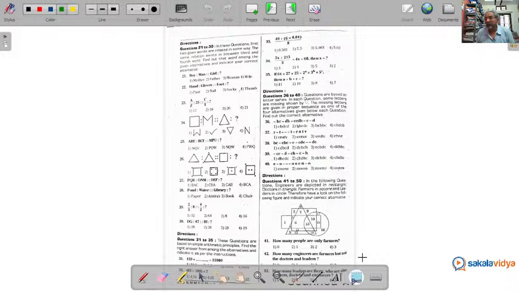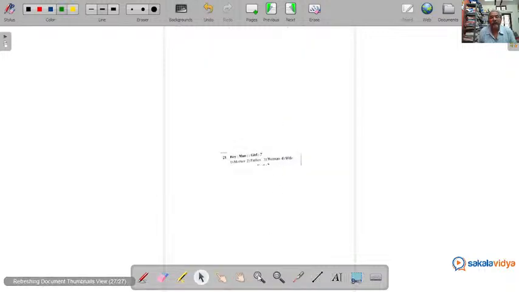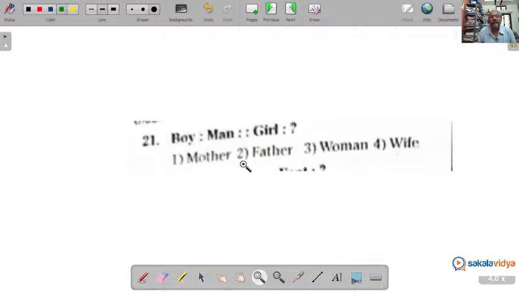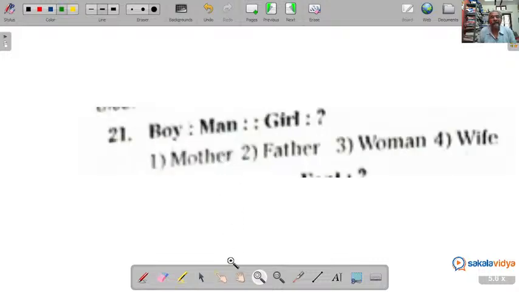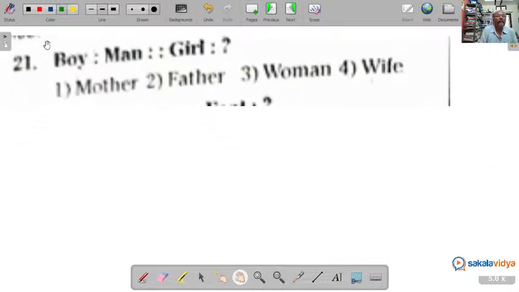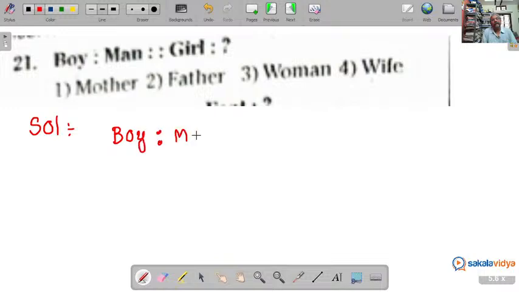So first question now. Let us move to the first question. That is the 21st question. See the 21st question. So let me write once again. Boy is related to man. Next, girl is related to whom? That we need to find out, question mark.